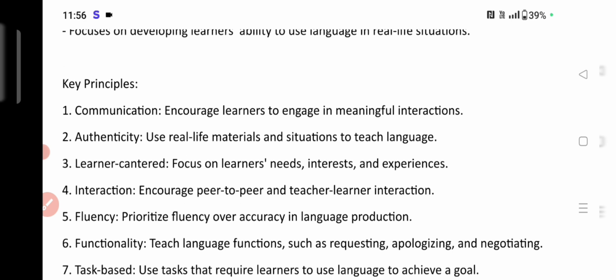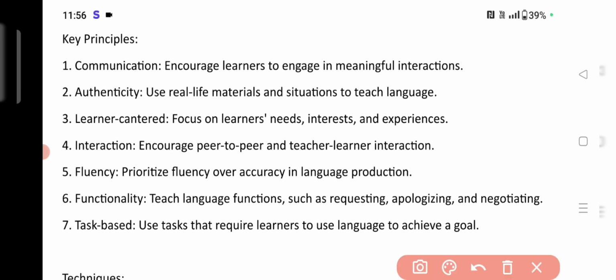The main principles are, first, communication. It encourages the learners to engage in meaningful interactions. Authenticity is nothing but real life materials and situations to teach the language. Learner centered, mainly focusing on the learners, whoever is learning the language, based on their interest and experience. Interaction, it encourages peer to peer and teacher and learner interaction, everything.